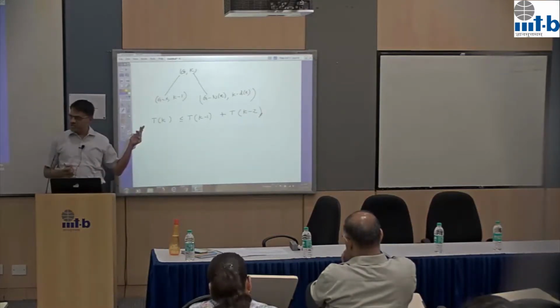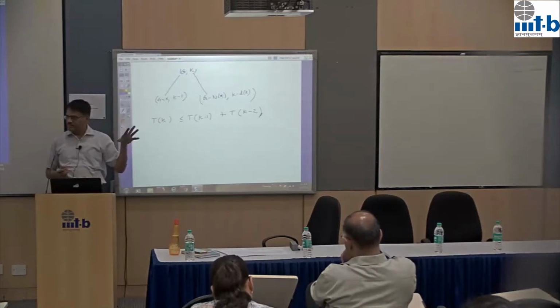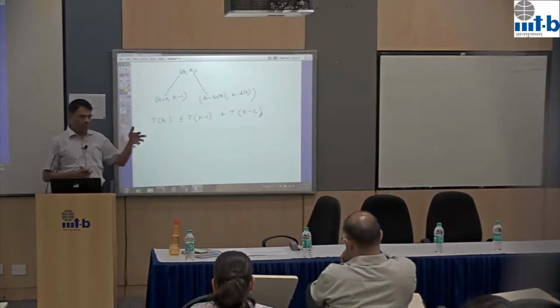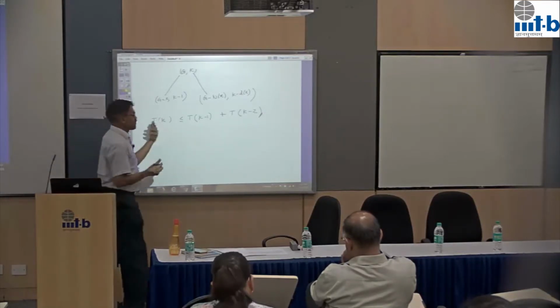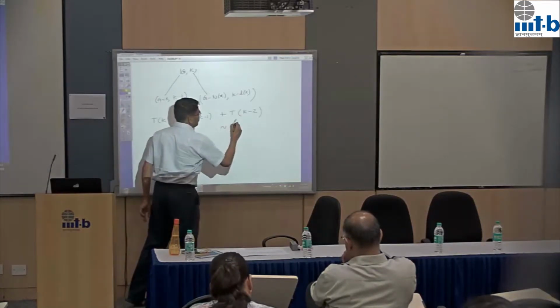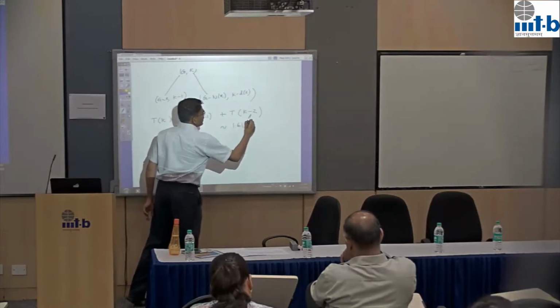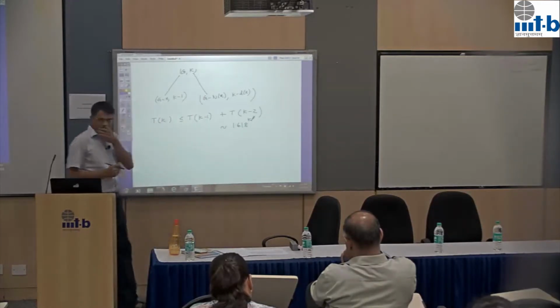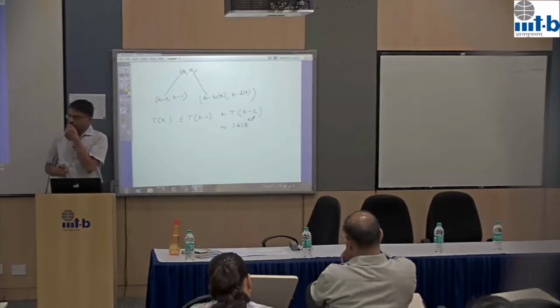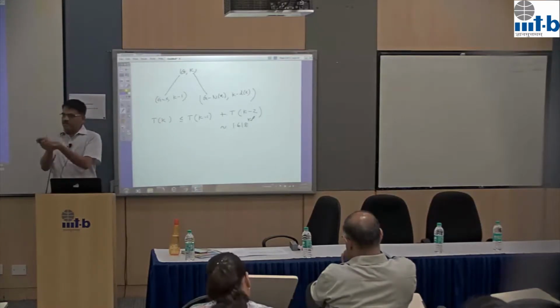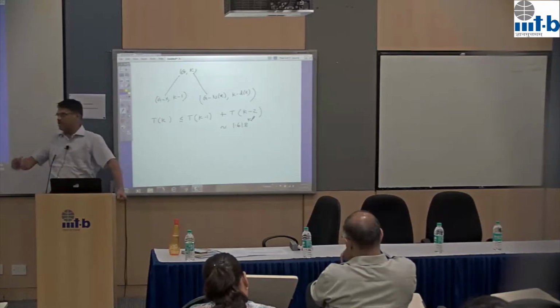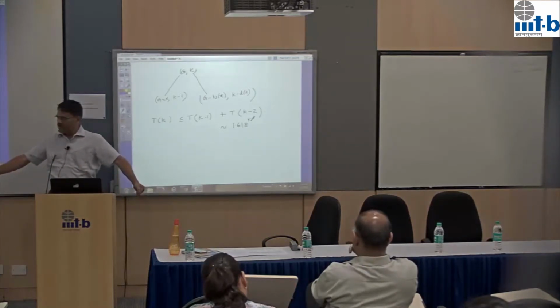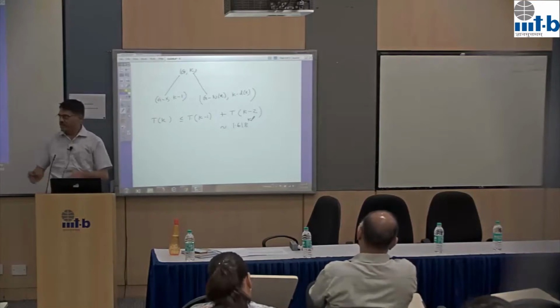What is the solution to this? Does it look familiar? Right, so this is the Fibonacci recurrence. And so this will solve to 1.618^k. So every time if I pick a vertex whose degree is at least 2 and branch like this, either I pick that vertex or pick all its neighbors, I will get this.